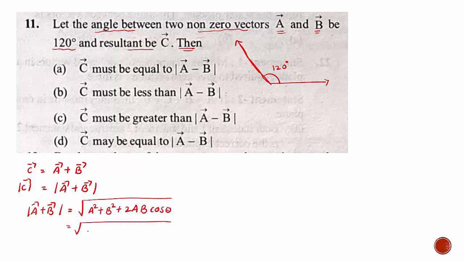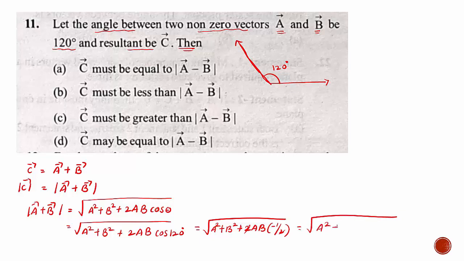Square root of A square plus B square plus 2AB cos theta, where theta is given as 120 degrees. What is the value of cos 120? Minus 1 by 2. So A square plus B square plus 2AB times minus 1 by 2. The 2 and 2 get cancelled, so we get A square plus B square minus AB. This is the answer for mod of vector A plus B.